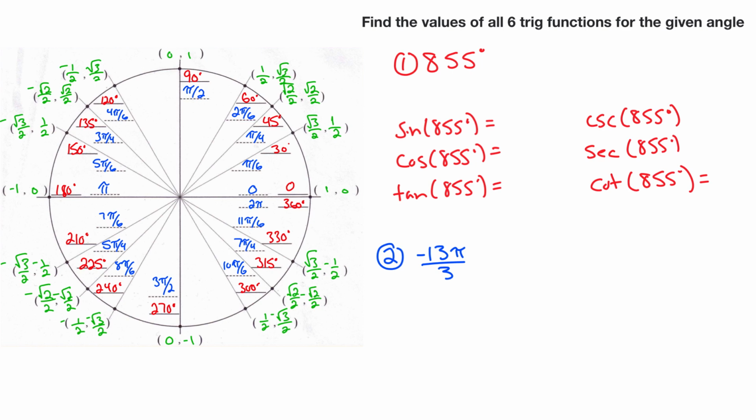Here's the issue that we are facing. 855 degrees is not on the unit circle. Oh, shucks. Does that mean we can't do it? Of course not. We need to find coterminal angles, which is what I taught you at the very, very beginning. I need to convert 855 degrees into an angle that is on the unit circle.